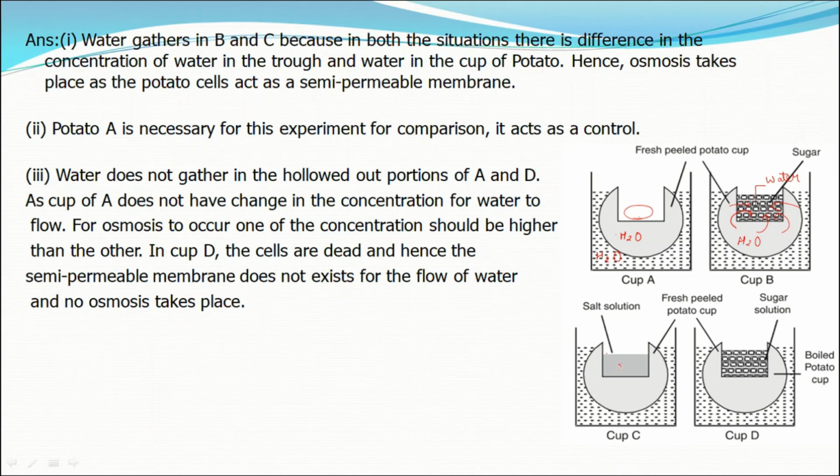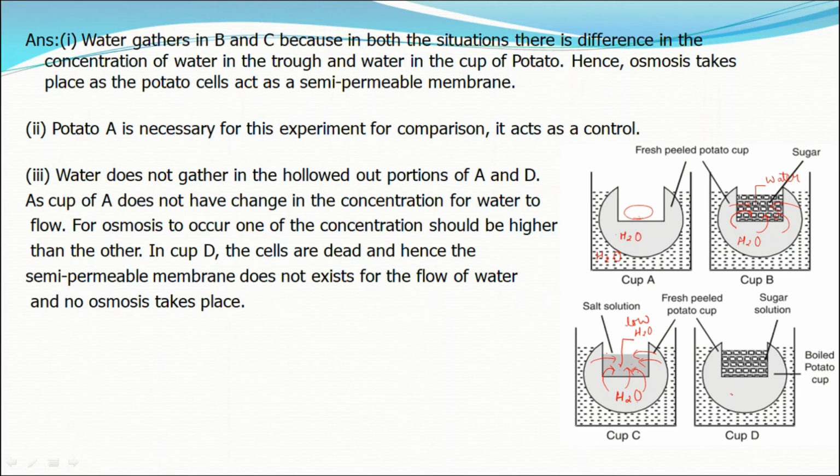Similarly, in cup C, we put salt solution. So here, if we compare, because this is the salt solution, the concentration of salt is high, but the concentration of water becomes low, and here the concentration of water is comparatively high from the salt solution. So here also movement of water takes place from its higher region to the lower region. That means water releases out from the cell, and what will happen? Water gathers in cup C.